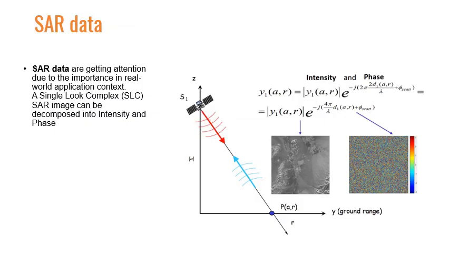Firstly, I will introduce again about SAR data. SAR data are getting attention due to their importance in real-world application contexts. A single look complex (SLC) SAR image can be decomposed into intensity and phase. Imagine this is one position of the satellite. It sends the signal to the Earth and receives the backscatter from the Earth to the sensor. It will create one single look complex image. So one complex image can be decomposed into intensity and phase.